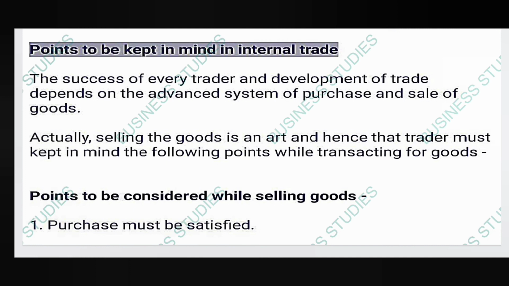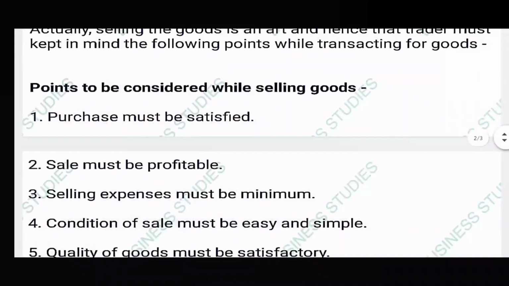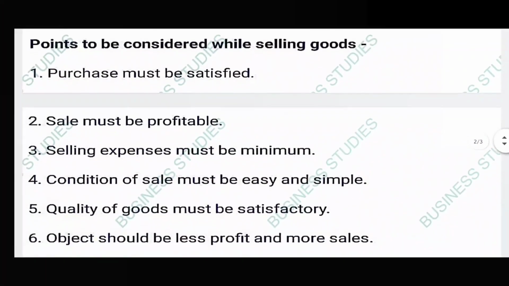It means actually selling the goods is an art. Whenever a businessman opens a business, he wants his full production to be sold out in the market. So selling is said to be an art, and hence that trader must keep in mind the following points while transacting the goods, meaning while selling and while purchasing the goods. So what are the points to be considered while selling the goods?